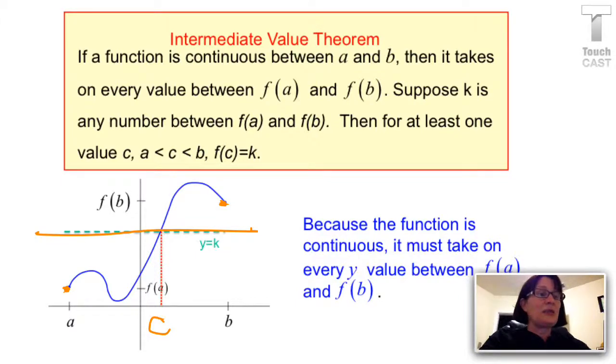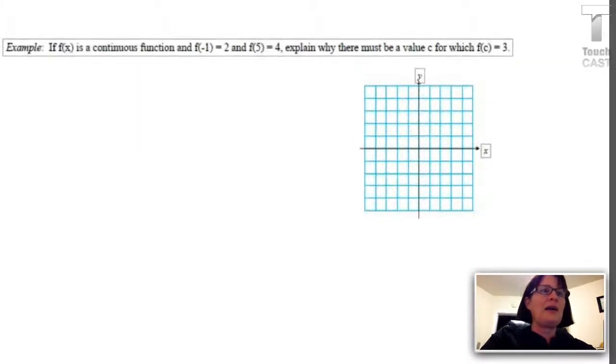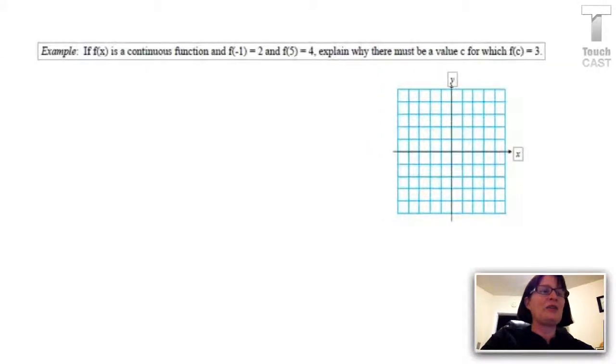So let's see what that would look like on the AP test. Here's an example problem. I'm going to recommend highly that you make a graph to go with this problem. So it says f of x is a continuous function, so I know the intermediate value theorem holds. I know that f of negative 1 equals 2, and f of 5 equals 4.